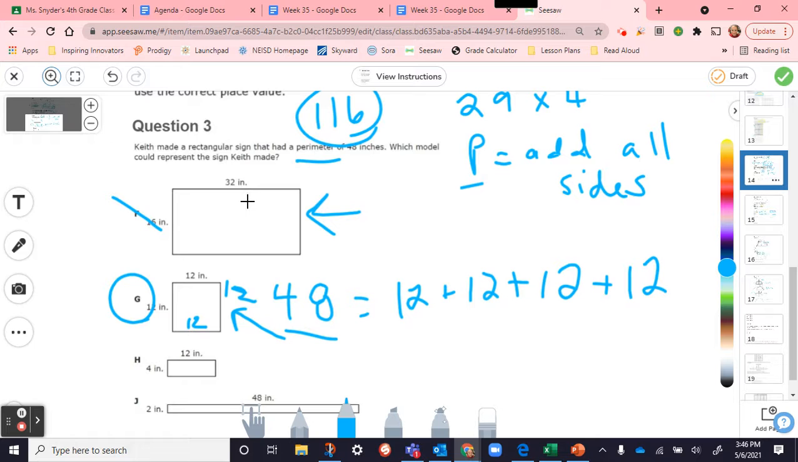So A, of course, would be way too big, because when you add this other 32, you're already in the 60s. That's way too much. And then the other one, same thing. On this one, that one side is 48, but remember, perimeter is all of the sides. So that would be way too much. And then this one was too small when we added those up.